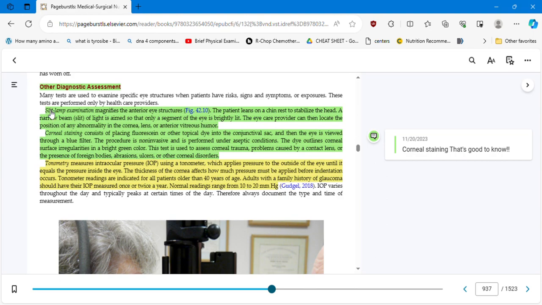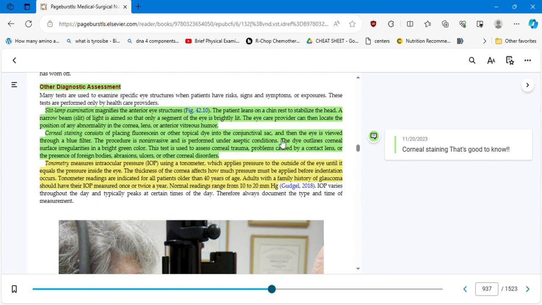Other assessments. You have the slit lamp examination that magnifies the anterior eye structure. You have the corneal staining, which consists of placing fluorescein or other topical dye into the conjunctival sac, and then the eye is viewed through a blue filter. The procedure is non-invasive and is performed under aseptic conditions. And that's good to know.